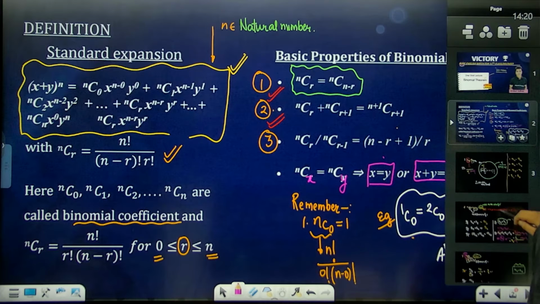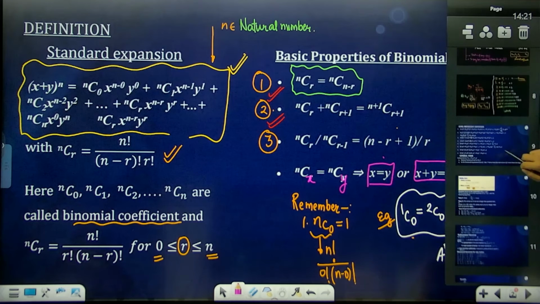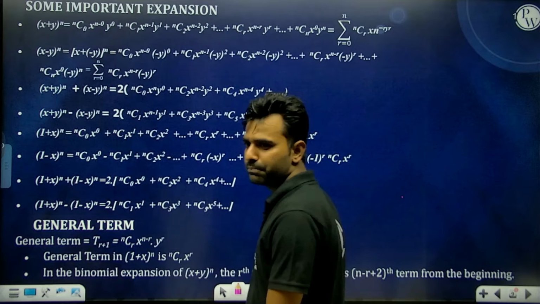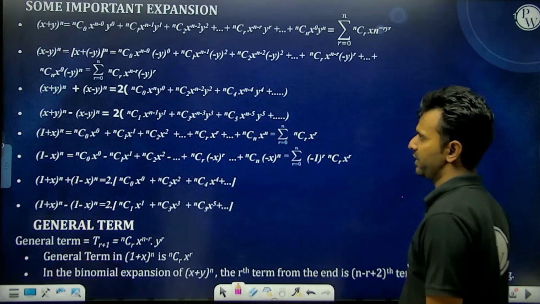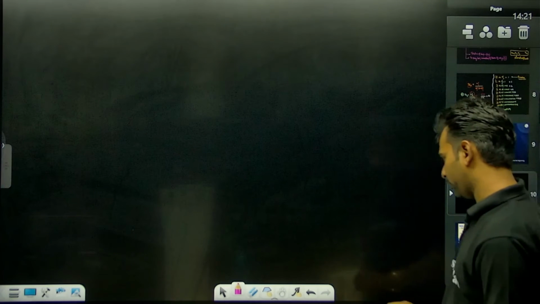I hope you guys are clear with whatever we have learnt on this particular slide, and I hope now you guys are clear how to apply them even in the problems. Okay. Now, this slide is composed of all the important expansions which you can use in this particular chapter. So let me give you a brief explanation of all these things.